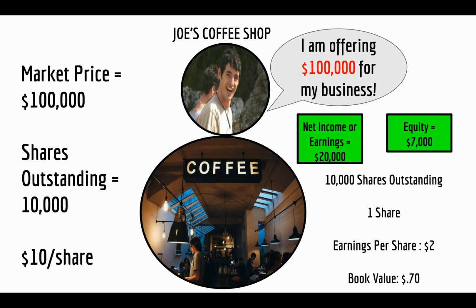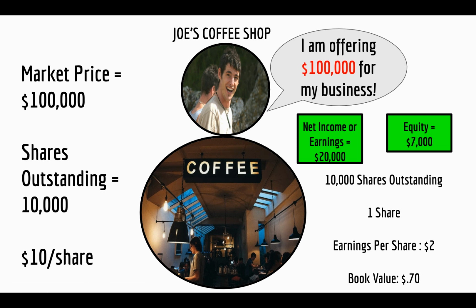Now, another term: when we're talking about companies and individual shares, we don't necessarily talk about equity. What we do is we talk about book value. And again, this is on a per share basis. So our book value per share is whatever the value of the company is on the books. Again, that's our $7,000 divided by the 10,000 shares in the company. That gives us a book value of 70 cents per share.